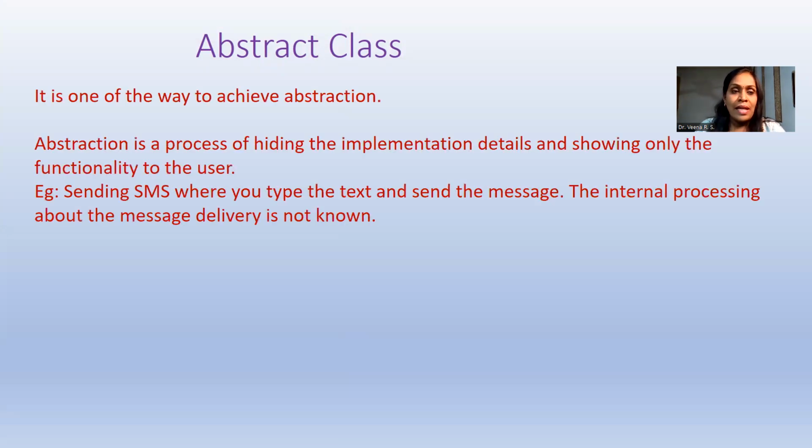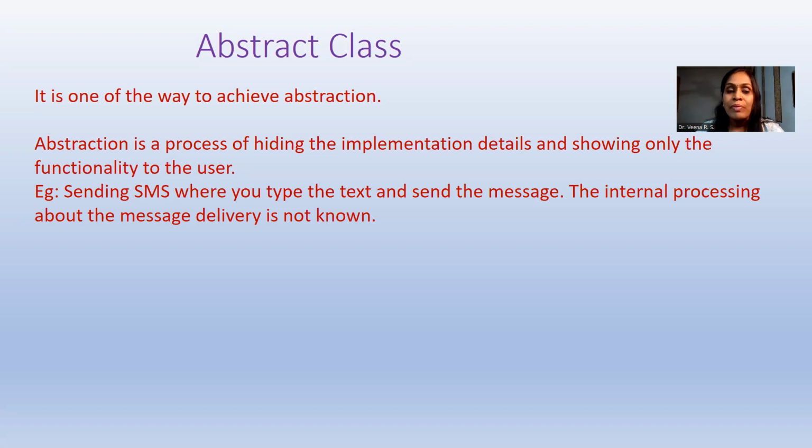So what do you mean by abstract class? Abstract class is one of the ways to achieve abstraction. So when we say abstract class is one of the ways to achieve abstraction, we should also know what abstraction is. Abstraction is a process of hiding the implementation details and showing only the functionality to the user.